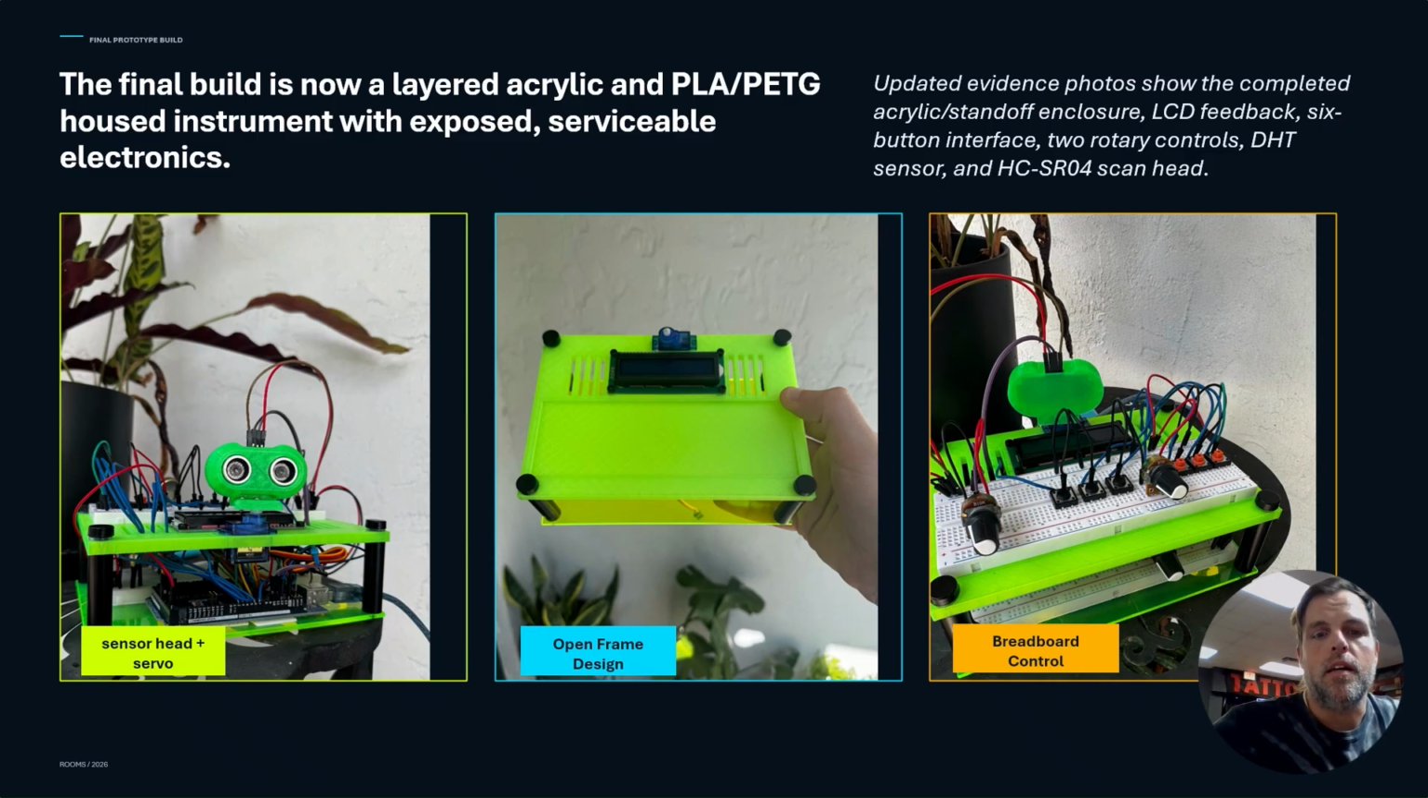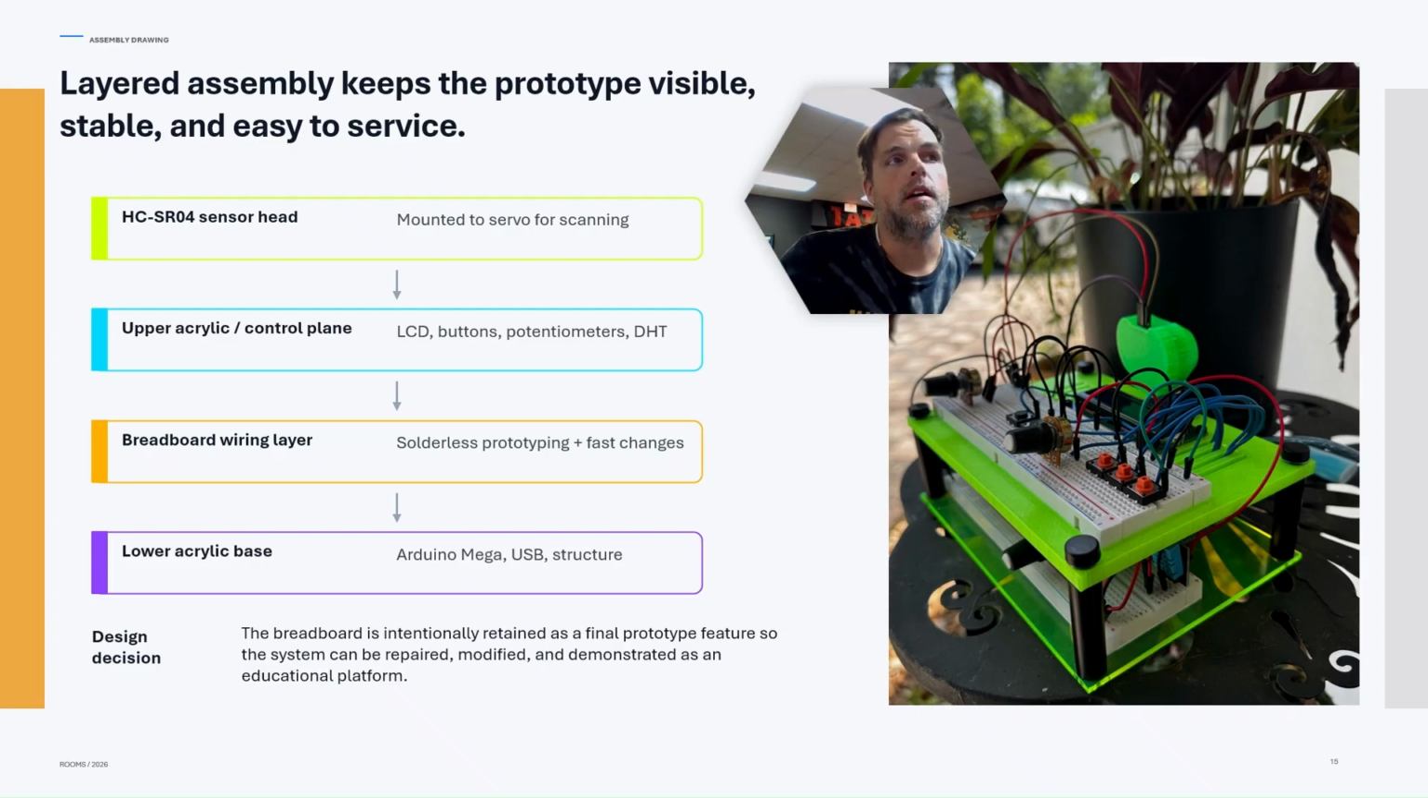The final build is now layered acrylic and PLA or PETG. It's a housed instrument with exposed serviceable electronics. You can see the breadboard control here in the third picture and the open frame design. Layered assembly keeps the prototype visible, stable, and easy to assemble and service.